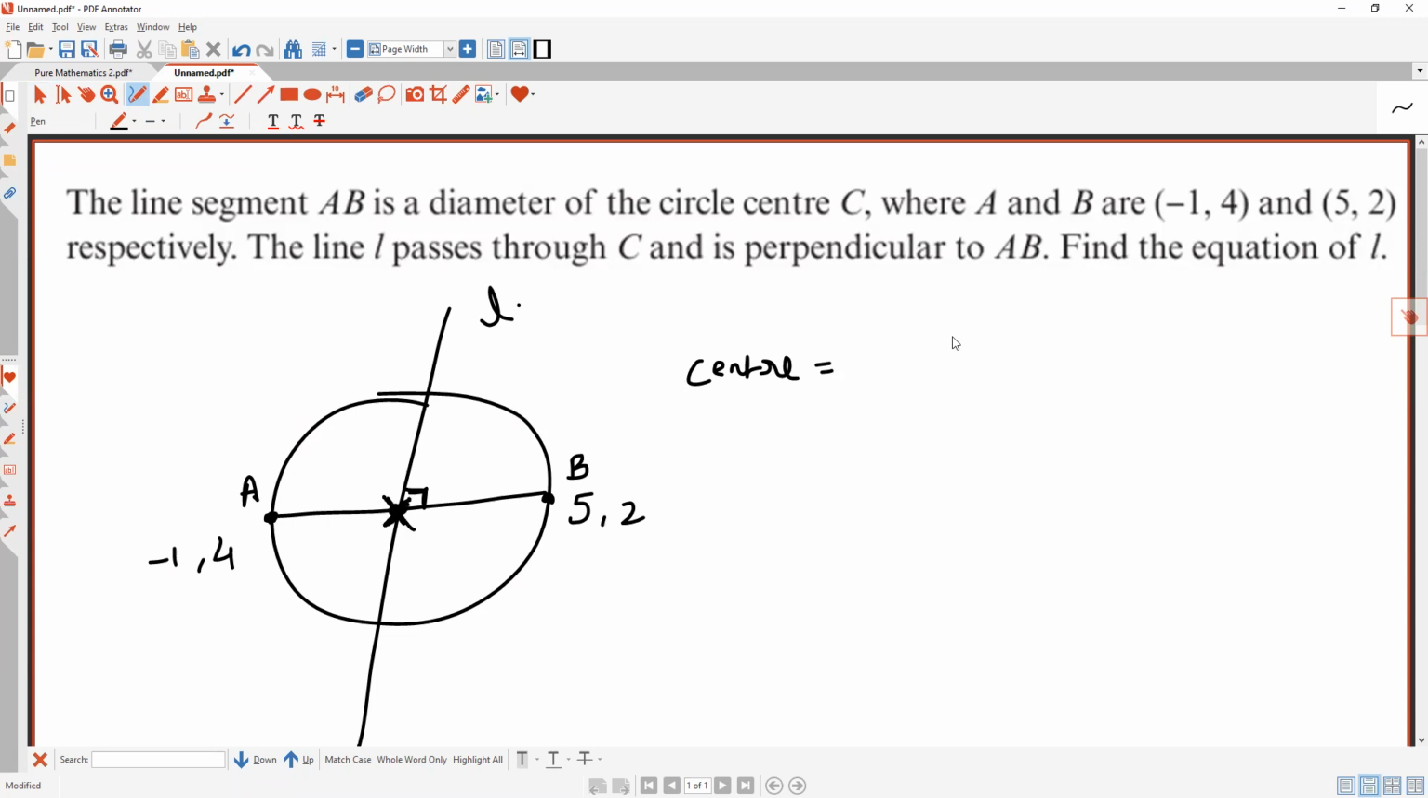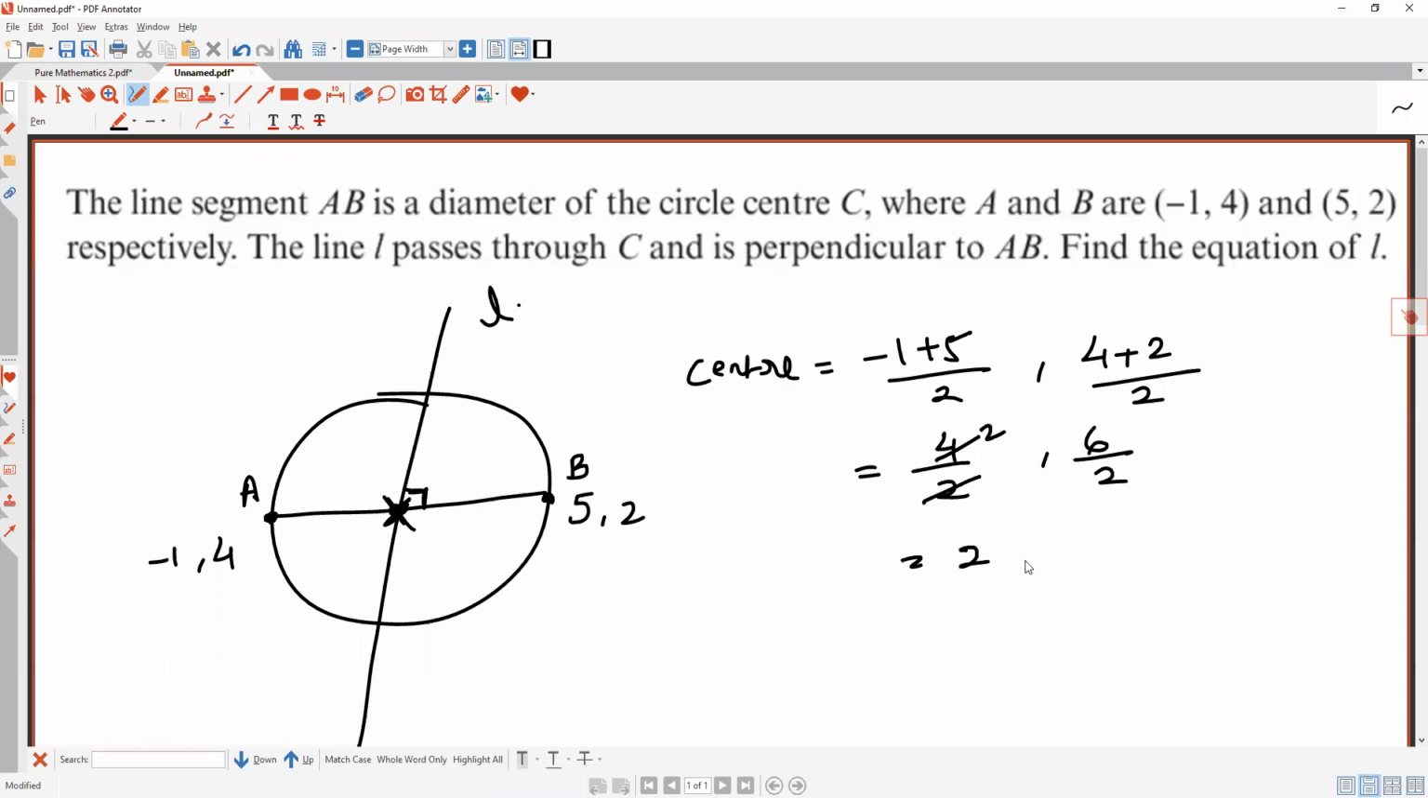Can I do -1 plus 5 divided by 2 and comma, can I do 4 plus 2 divided by 2? Okay, so add both of them. It's going to be 4 divided by 2 and 6 divided by 2. 2, and 3. You understood? Yeah. Okay. Now you got the center.